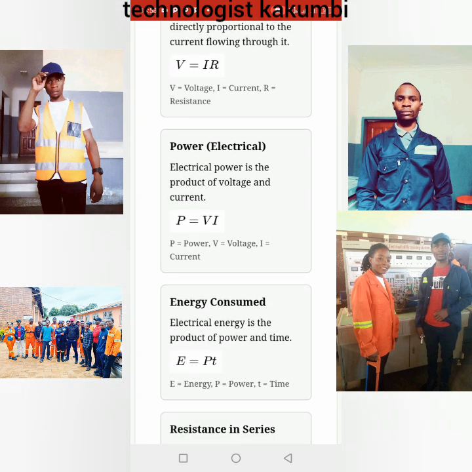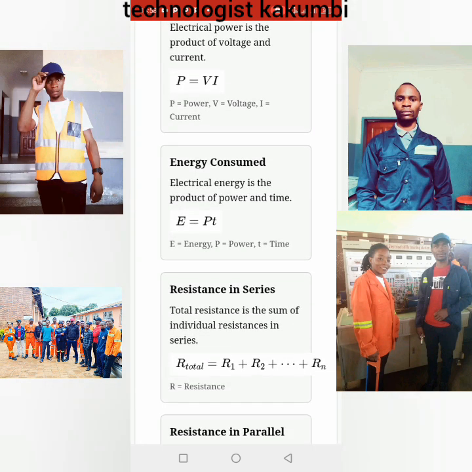The other thing that we need also to understand is where power is concerned. So we say electrical power is a product of voltage and current. So wherever you see P, we are talking of power, V, voltage, and I, current.